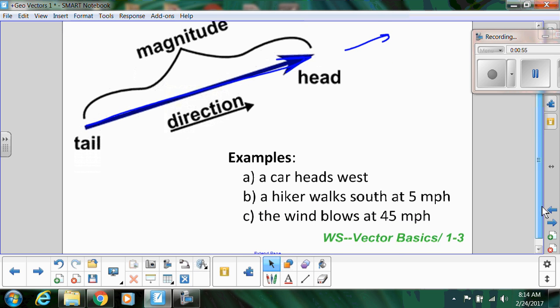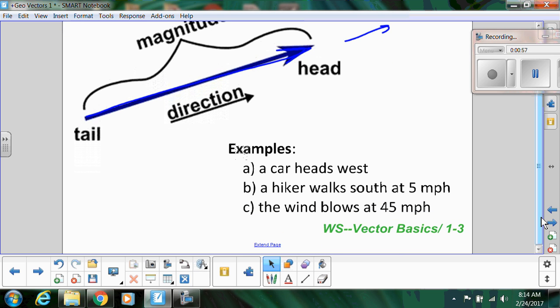So vectors are used all the time in physics for forces, and you'll see some examples in the second video. But here's some basic ones, like if a car heads west, that's a vector. It's showing a direction and then how far the car went. Or a hiker walks south at 5 miles per hour, so we could figure out that he was going south and that was his speed. Or the wind blows at 45 miles per hour.